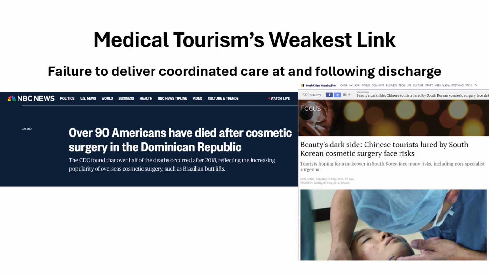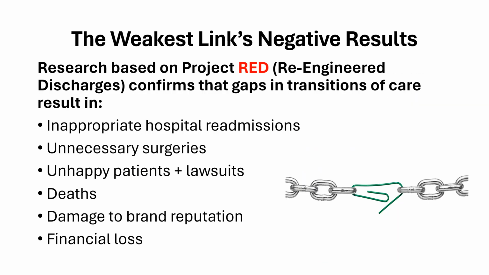How do we know what should be done to improve transitions of care? Research provides the answer. Research based on Project RED, Re-Engineered Discharges, confirms that gaps in transitions of care result in inappropriate hospital readmissions. And in the United States, these readmissions are heavily fined. Unnecessary surgeries, unhappy patients, and in many destinations, including the United States, lawsuits for malpractice. Unnecessary deaths, as we've seen in these tragic headlines. Damage to brand reputation and financial loss.